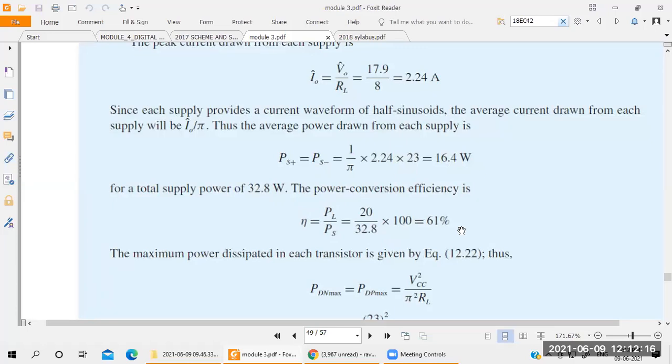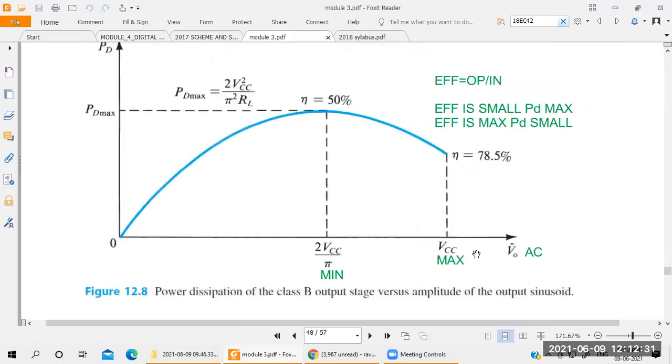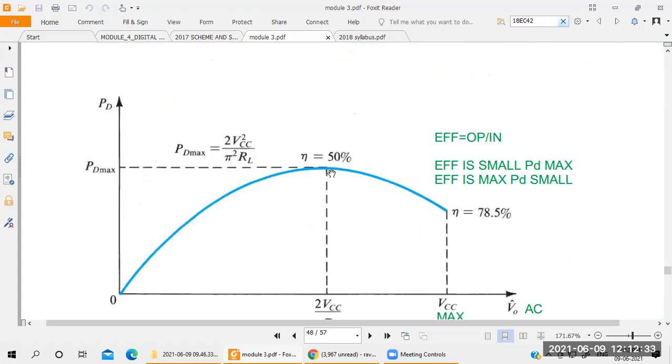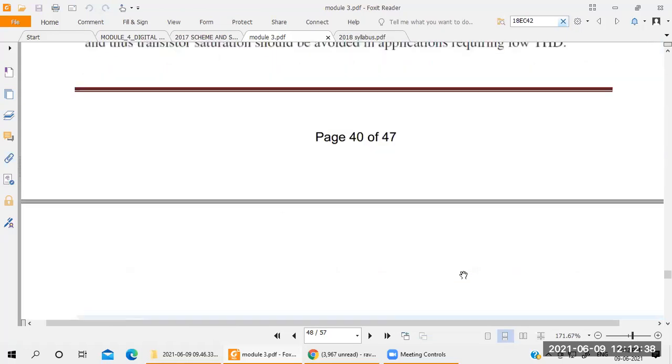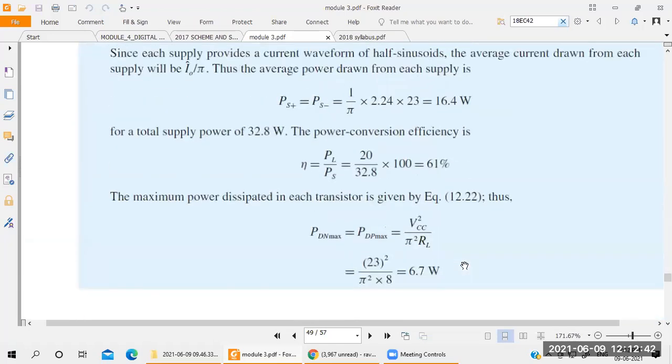Okay, how much did you get here? Power efficiency 61%. What is the minimum efficiency for class B? 50%. What is the maximum efficiency here? 78.5%. Understood? See the given graph here. What is the minimum? 50%. Maximum is 78.5%. In the question, how much did you get here? 61%.